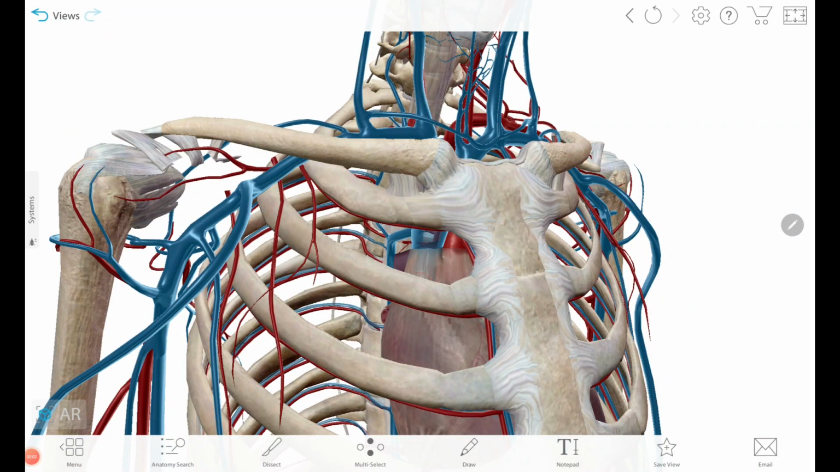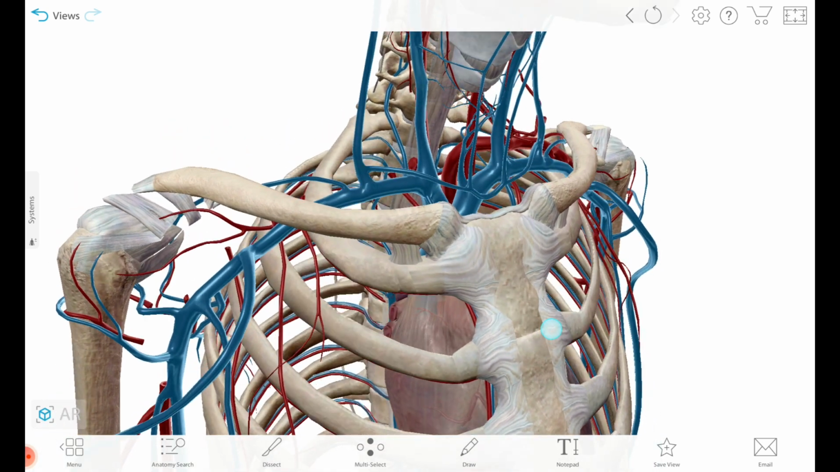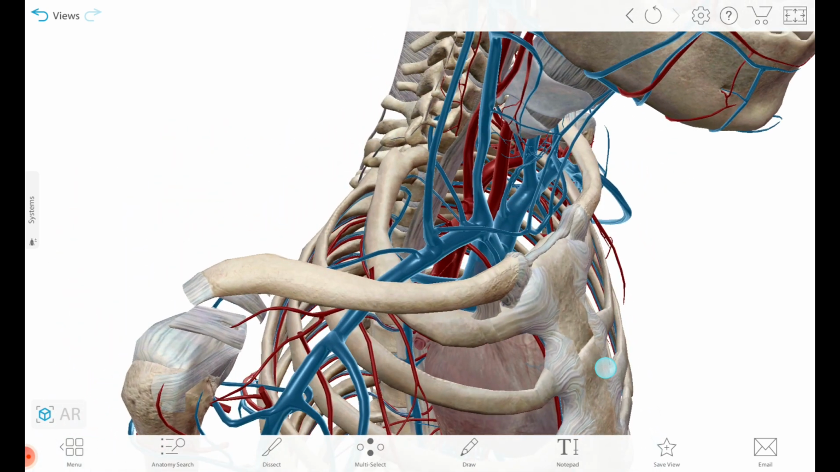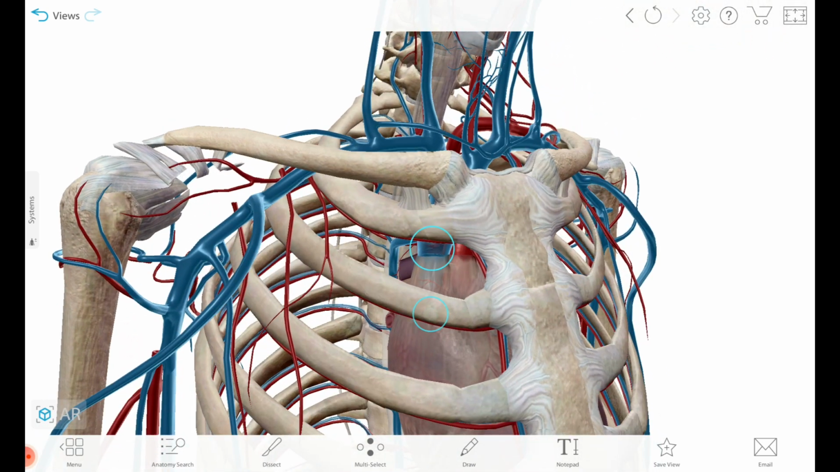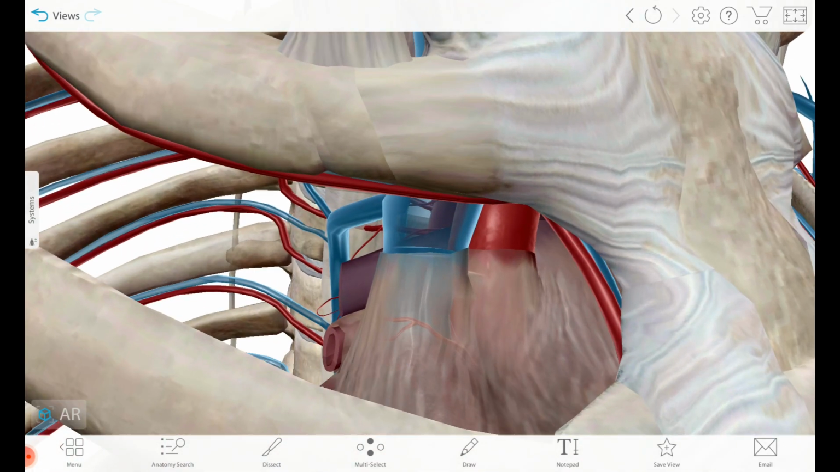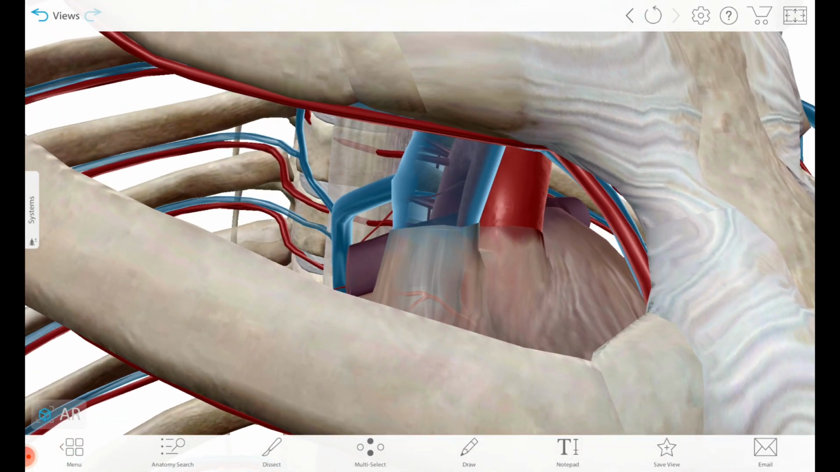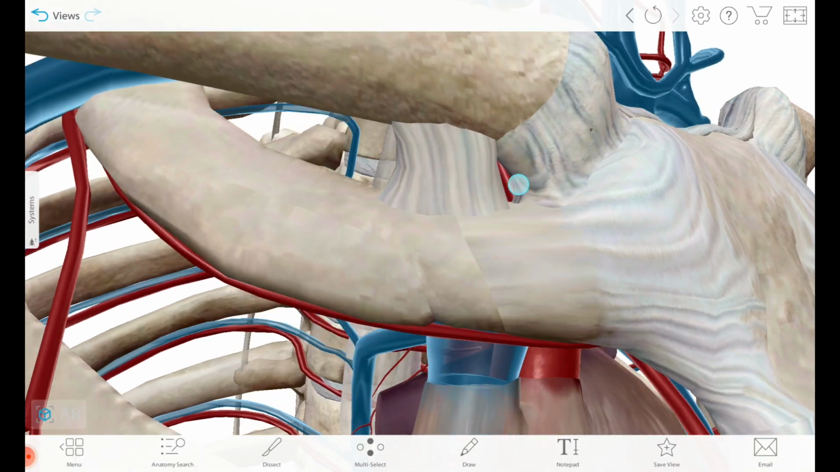We'll be talking about the venous drainage of thorax and the venous drainage of the intercostal spaces. And the venous drainage of the intercostal spaces differs on the right side and on the left side. So we are currently seeing the right side, and we can see the intercostal artery and vein located on the inferior border of the rib.